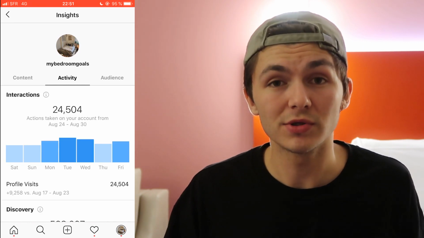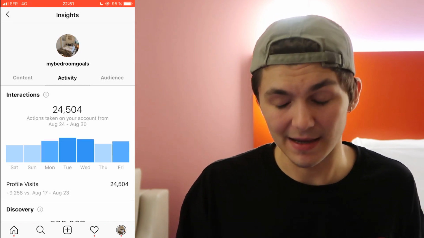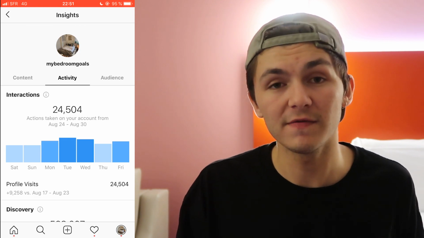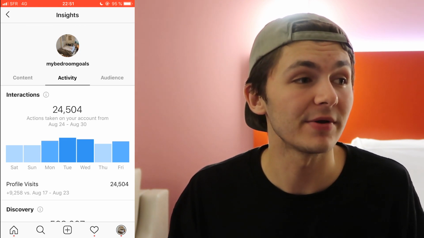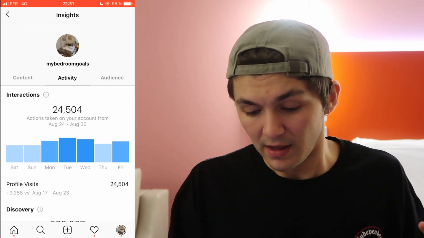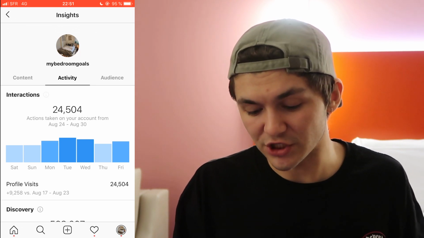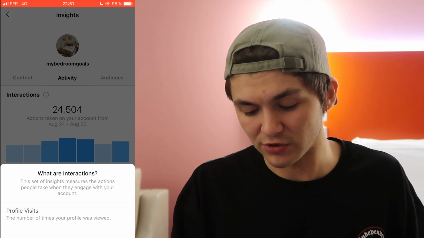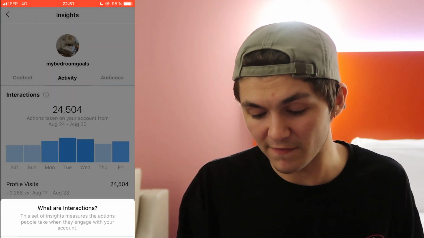Right, so now I'm going to go on to the next tab, which is the activity tab. This is also one that I love because we can see what is happening on a profile and when our followers are engaging, things like that. So first of all, interactions. If we tap on interactions, we can see that for this case, it's profile visits.